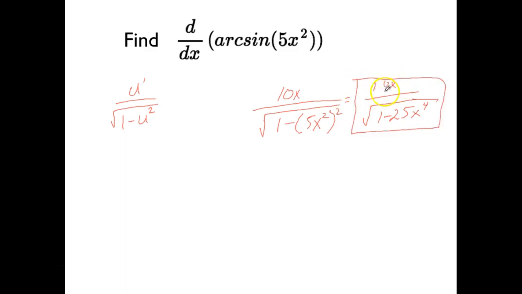I've seen people trying to cancel out x's. You can't do that. One, because it's inside of a square root, but also because it has a minus. Remember, there are two terms on the bottom, so you can't just cancel stuff out. And that's everything.